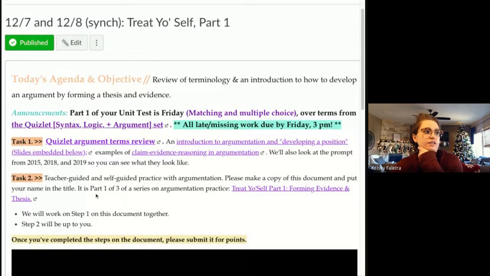and you go to task 2, so it's 12-7 and 12-8 synchronous. Task 2. There is a link to a document called Treat Yourself. It's because it's self-guided, like practice with argument. And if you click the link, it automatically will open up a page for you to make a copy of that document. So I want you to do that. Put your name in the title, so it's yours.